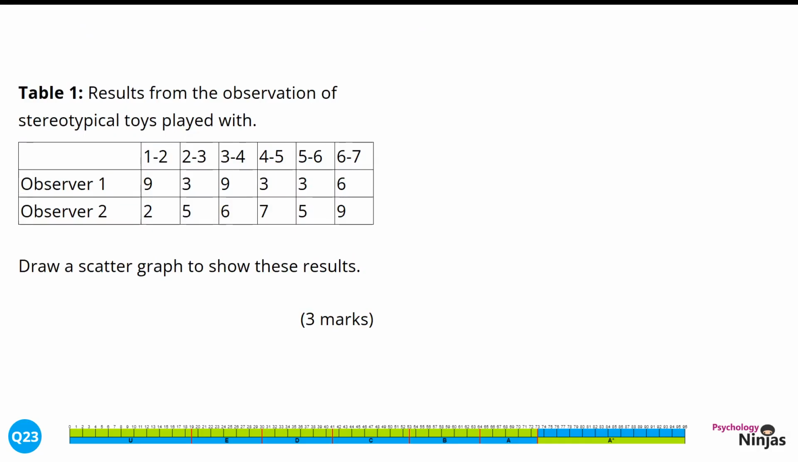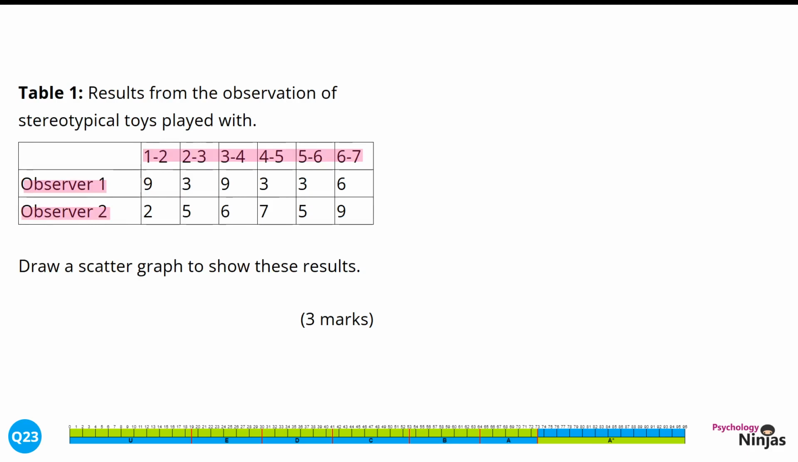Along the top, what we have is the recording of time in minutes, so between minute 1 and minute 2, minute 2 to 3, 3 to 4, etc. We've got two different sets of scores, one from observer 1 and one from observer 2 in our table.